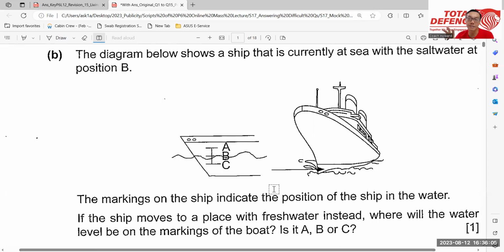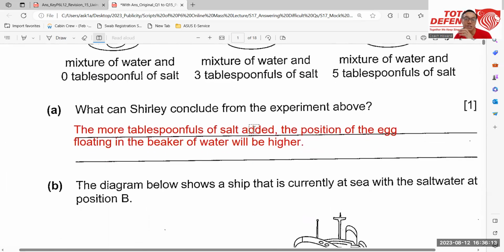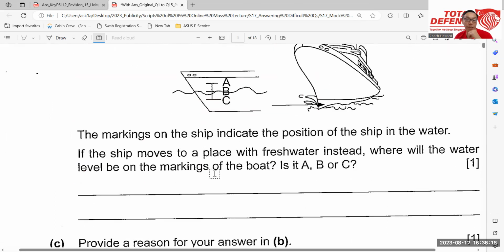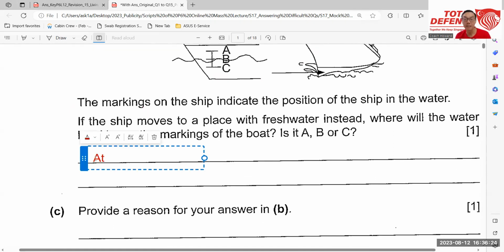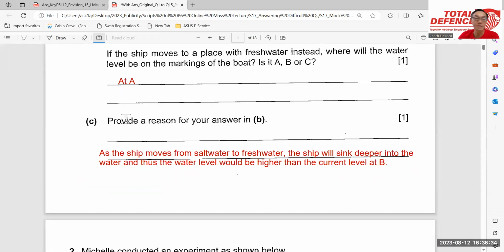So now it's entering from salt water, right? So it's from a higher density to a lower density. In this example, you see the less salt, they will sink, right? So this one also has less salt, so the ship will move downwards. It will sink deeper. So we will be at position A. And the reason is, as a ship moves from salt water to fresh water, the ship will sink deeper into the water. Thus, the water level would be higher than the current level at B.